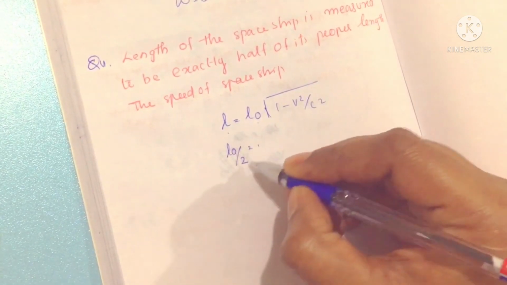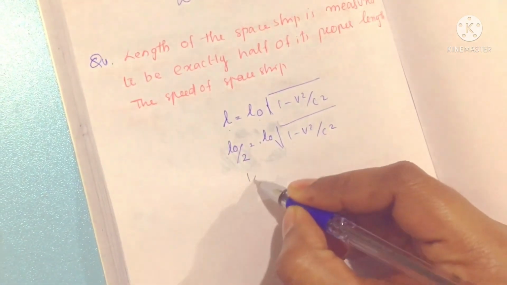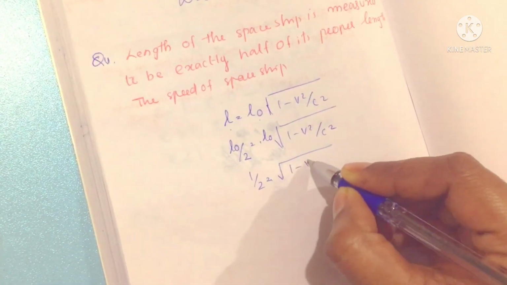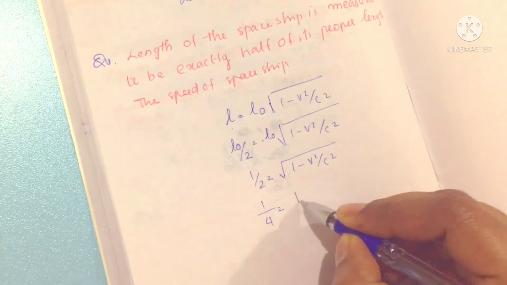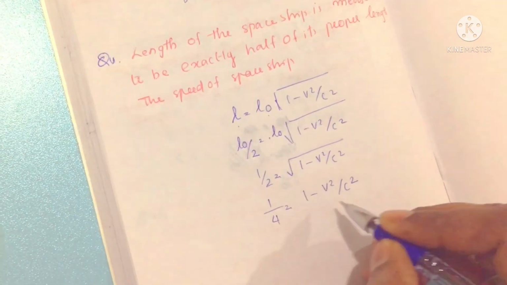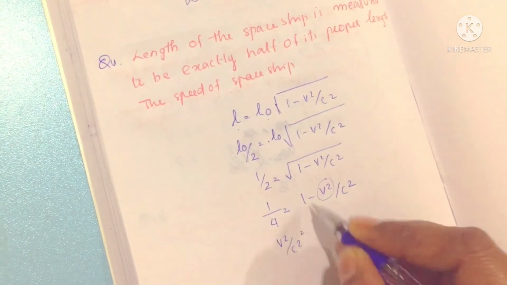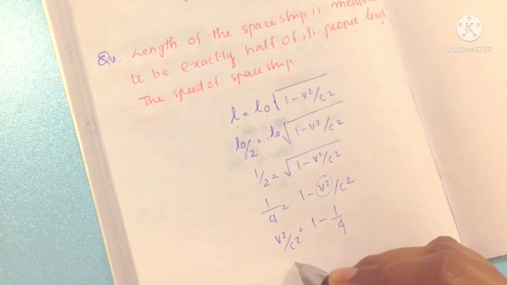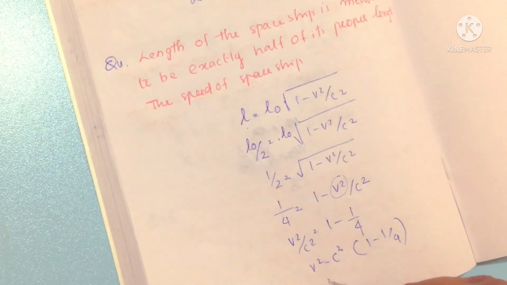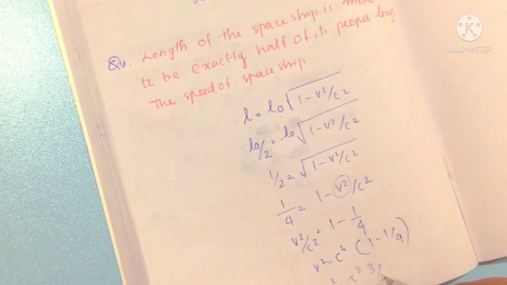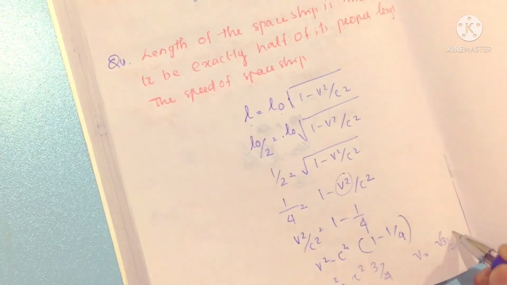So L = L0/2, so L0/2 = L0 √(1 − v²/c²). So 1/2 = √(1 − v²/c²). Squaring the LHS and RHS, we get 1/4 = 1 − v²/c². We want to find out v. So v²/c² = 1 − 1/4, so v² = c²(1 − 1/4). V² = c² × 3/4 and v = (√3/2)c.